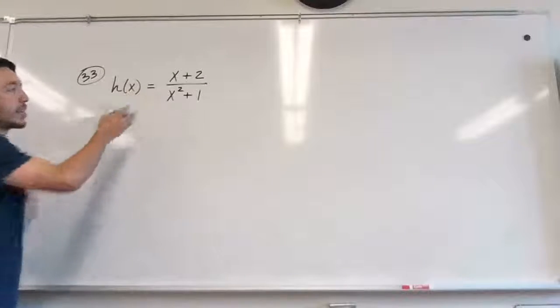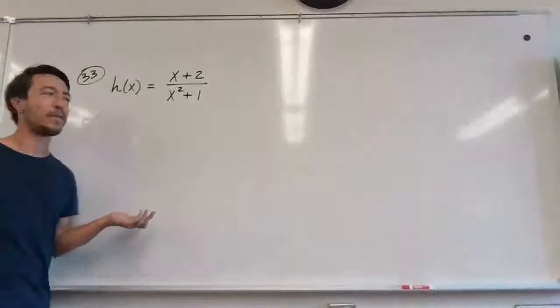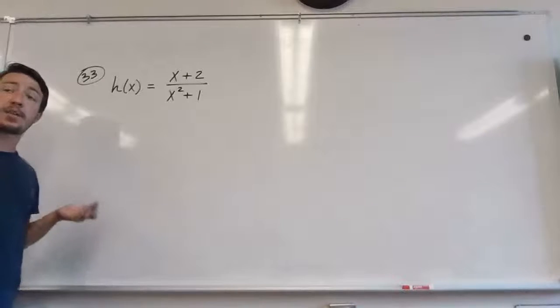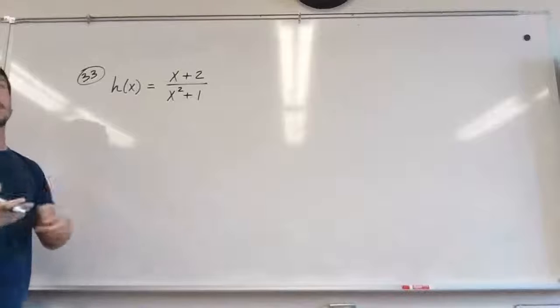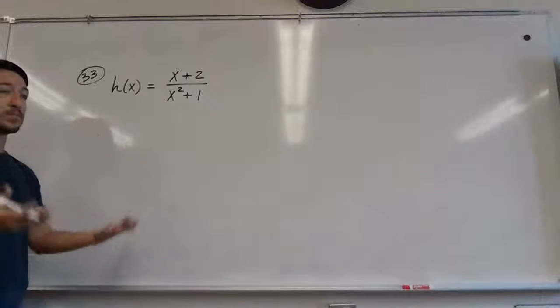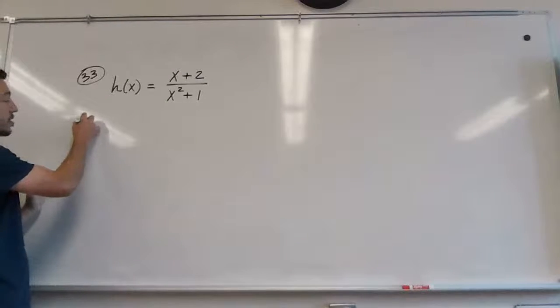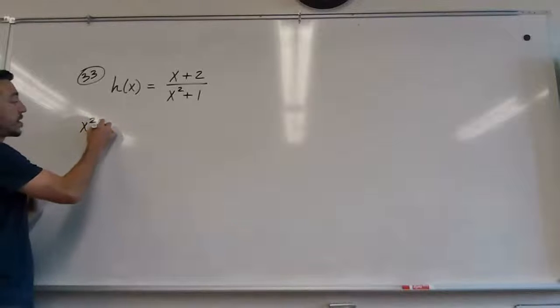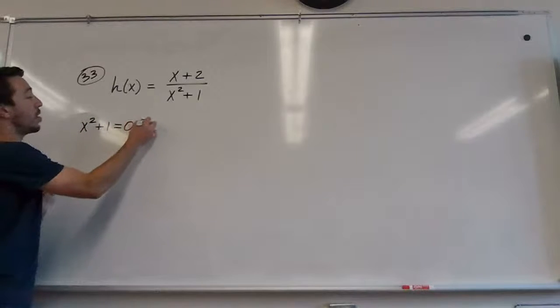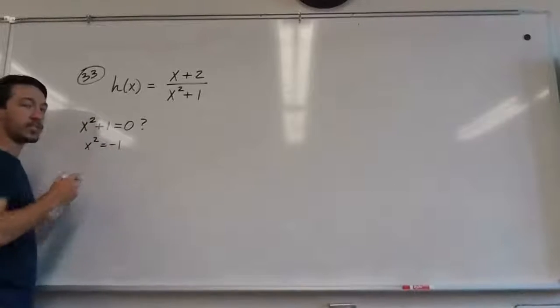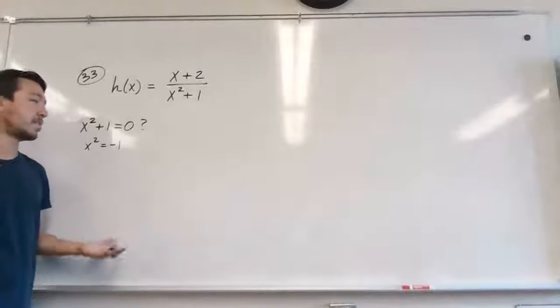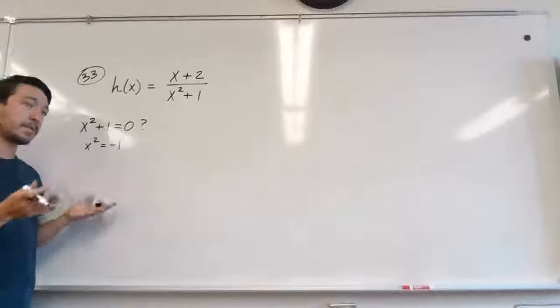Okay, so we look at this. Now let's say I'm like, what are you talking about? Well, usually we ask a question: what x value would make the bottom of my fraction equal to 0? So let's ask that question. Is it possible for x squared plus 1 to equal 0? No, because x squared would have to equal -1, unless you want to start introducing imaginary numbers, which we're not going to do.